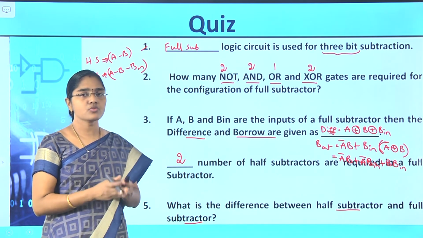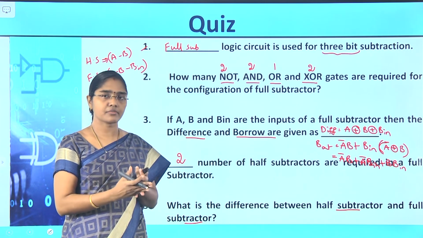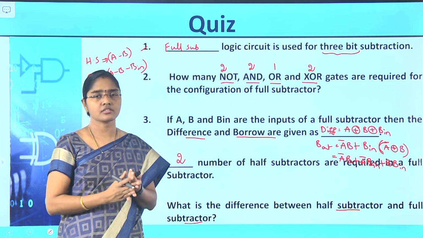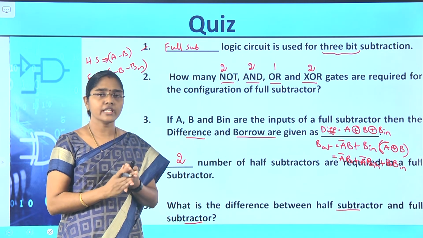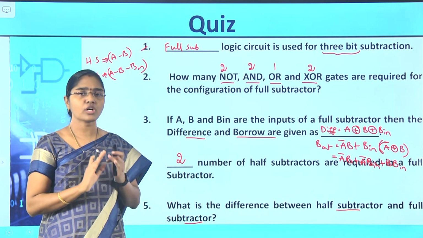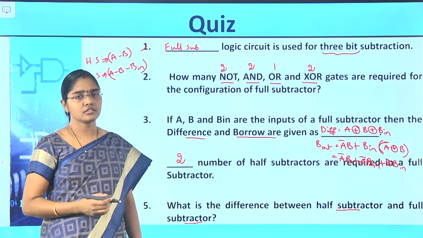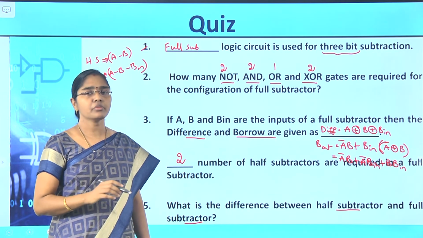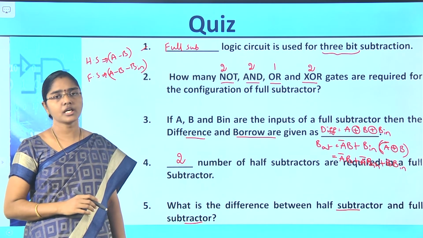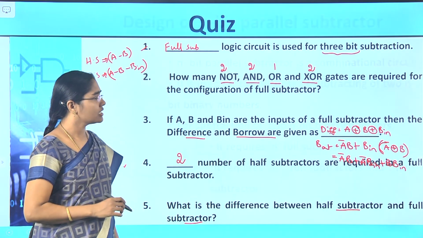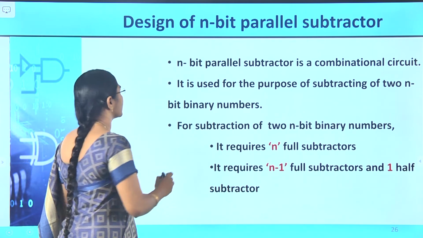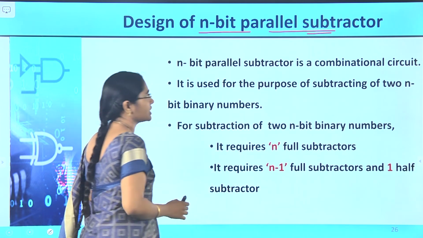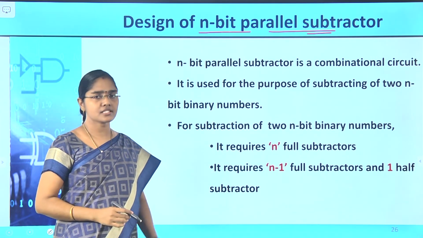Okay. So till now what we have seen is half subtractor and full subtractor, and their implementation using either logic gates or half subtractors. So till now we did only the 1-bit subtractor. Now let's see n-bit subtraction. That means A minus B, where A and B are multi-bit numbers, n-bit numbers. Let's see multi-bit operations. So that is the design of an n-bit parallel subtractor.